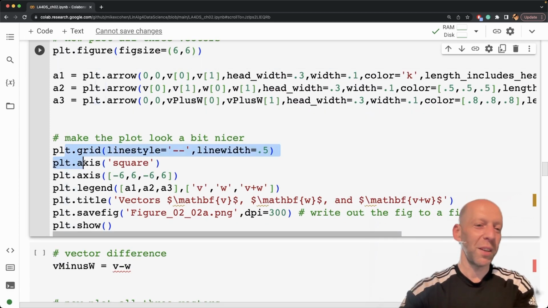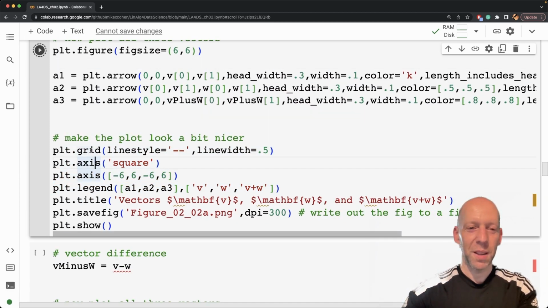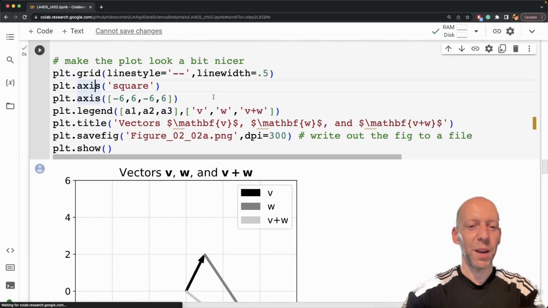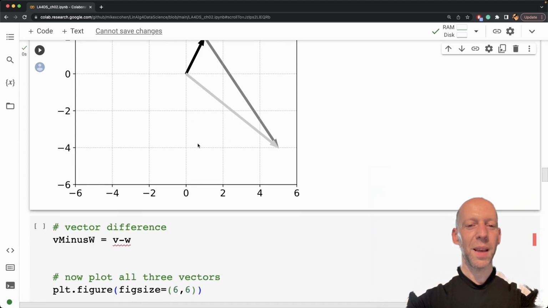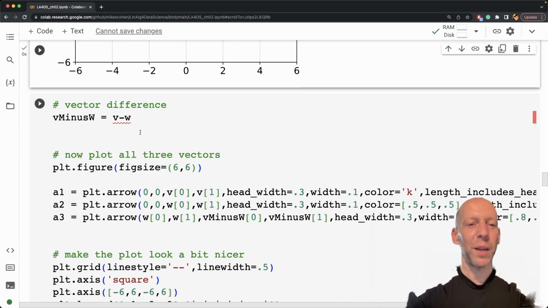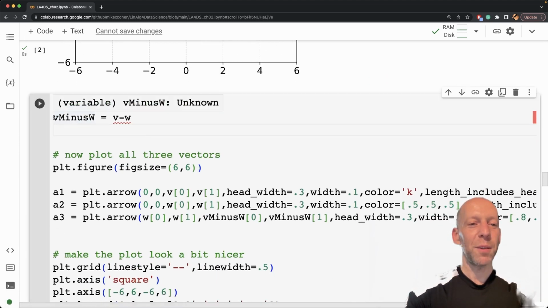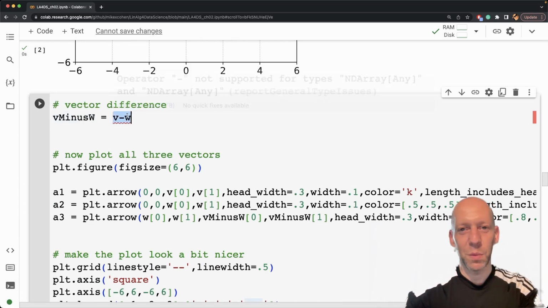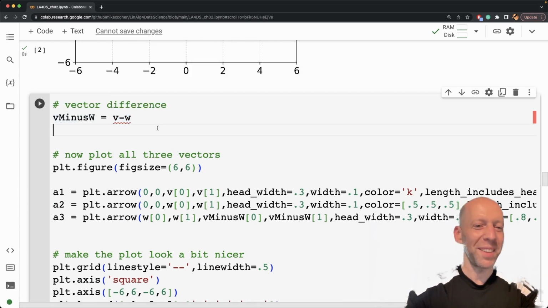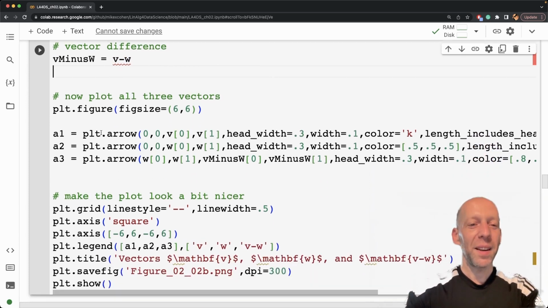Okay, and then here, also just adding some features to the graph. So that's how we get this graph here. And then this was panel A, and then panel B is the difference, so v minus w. Of course, these are variables that I already defined in a previous cell, so we can just ignore this little warning message here. Again, I'm using plt.arrow to show all of these arrows.